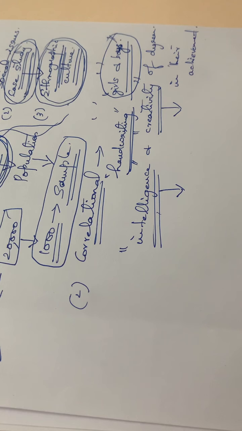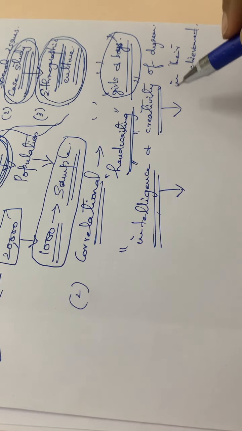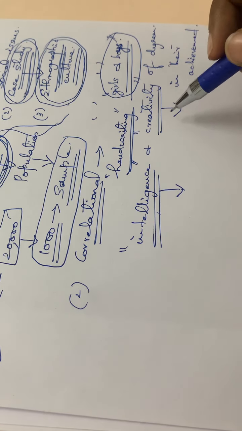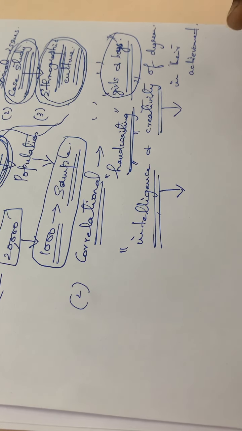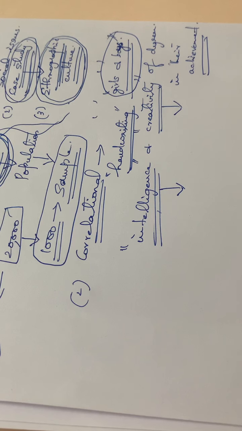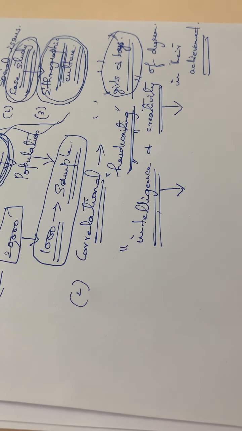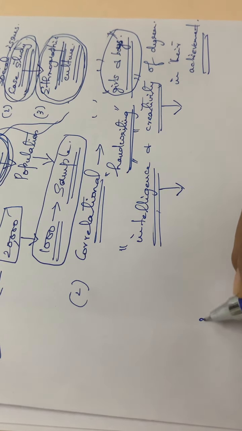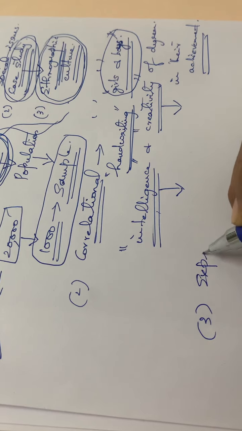So this is another statement. So here we are comparing intelligence and creativity, whether there is a relation between intelligence and creativity in their achievement. So this is another type of research, that is the correlational research. Then the next one, we can go on to the next part, that is the experimental research.